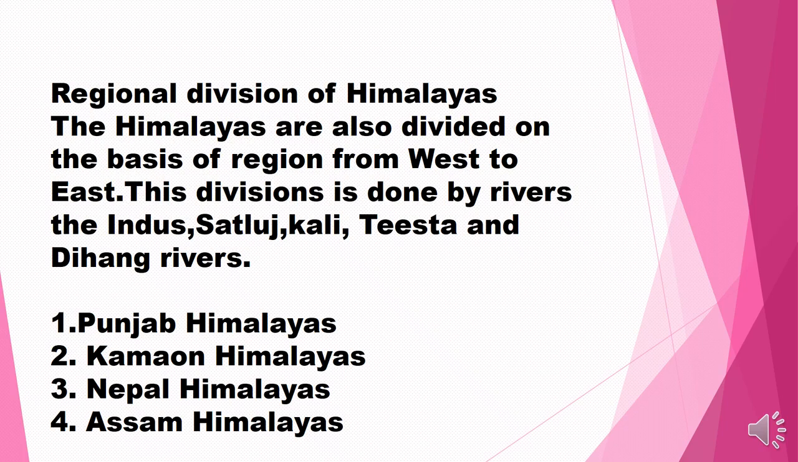So this area is called Punjab Himalaya. After that, Kumaon Himalaya is covered by Satluj and Kali rivers. Satluj river originates in Himachal Pradesh and Kali river originates from Uttarakhand. So this area is called Kumaon Himalaya.